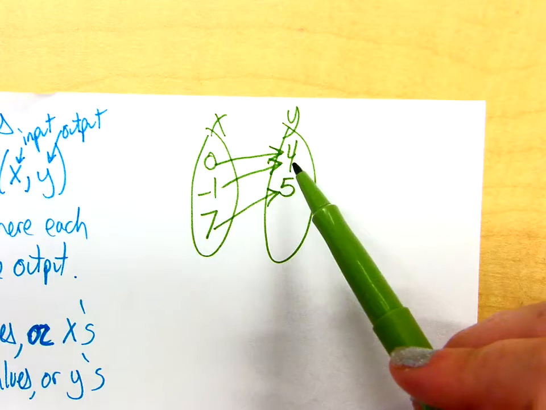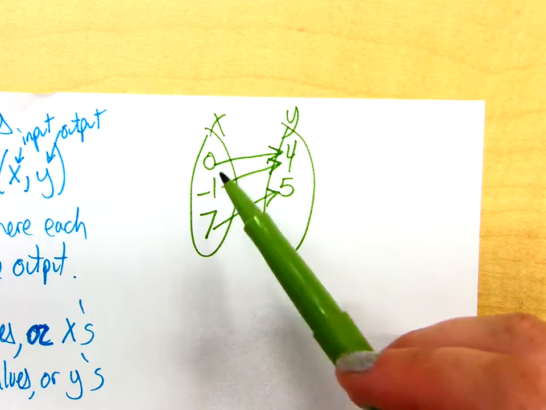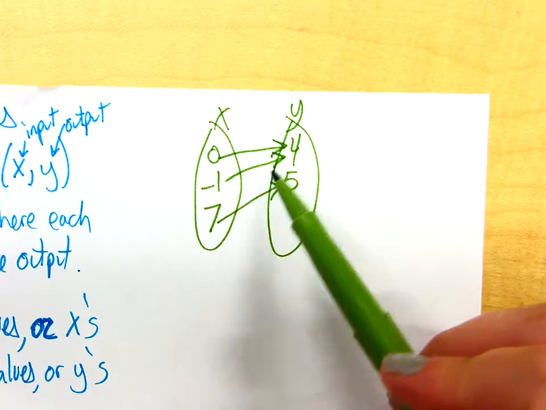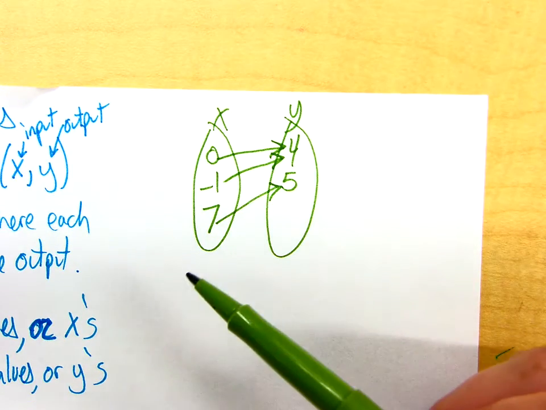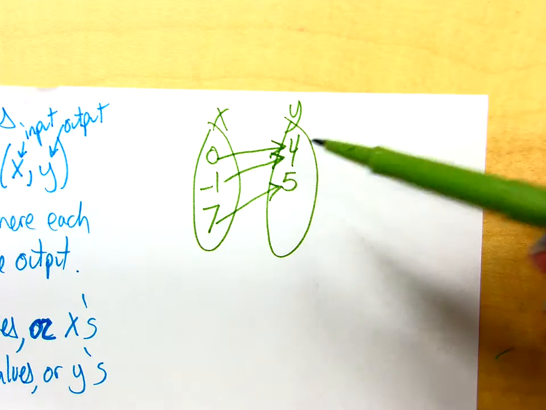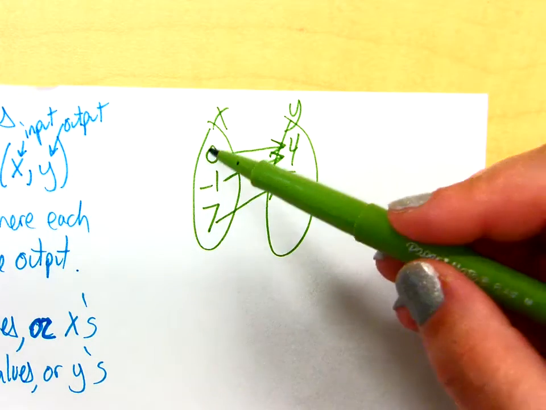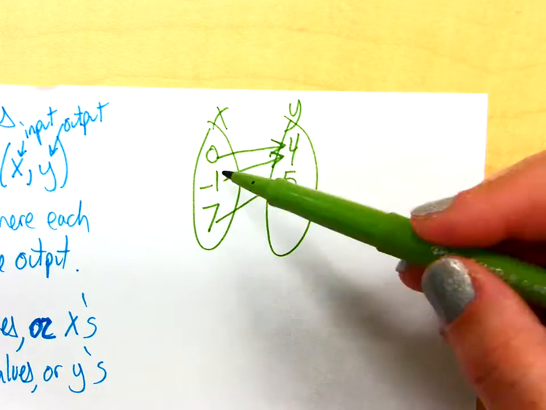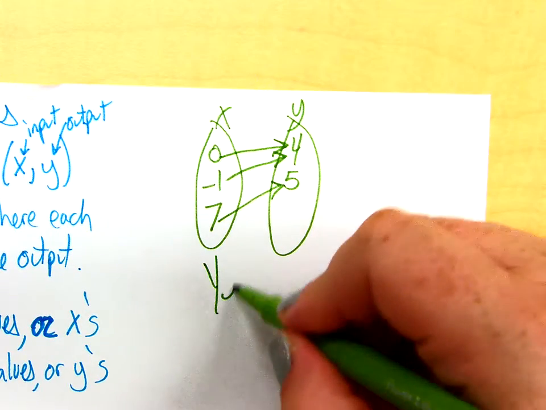-1 only went to one number. It doesn't matter that they just so happen to go to the same number. I can only have one arrow coming off of each of my x's. If you had 2 arrows coming off of any of your x's, that's no longer a function. Everybody could go to 4. It doesn't matter. What matters is the x's. Every input can only have one output. So this is a yes.